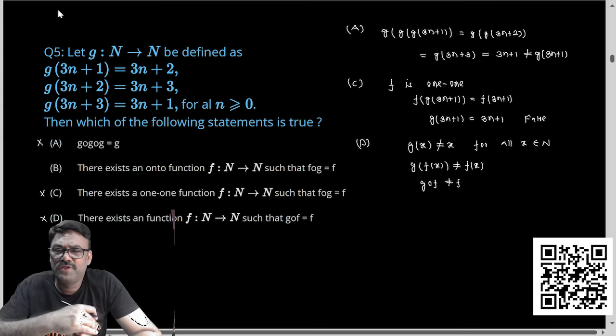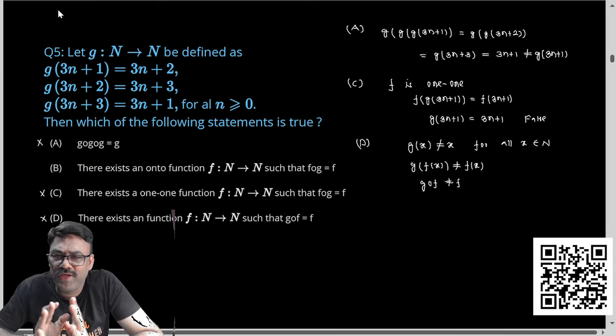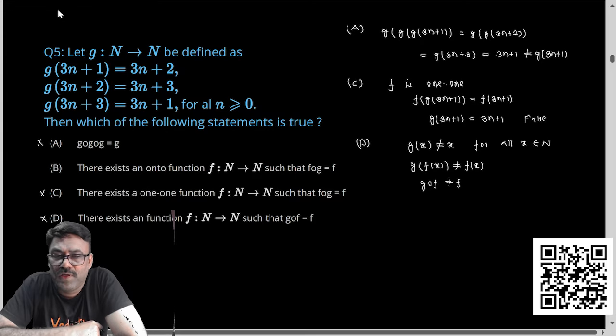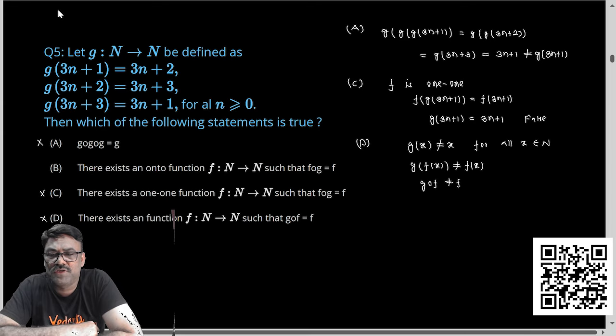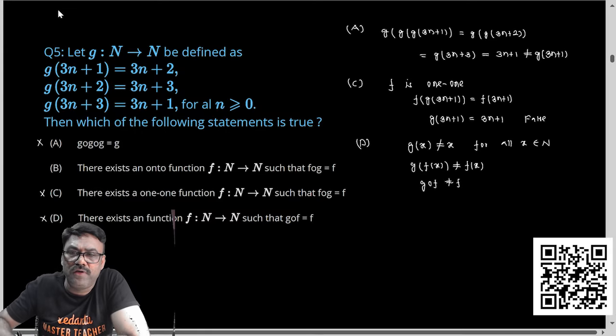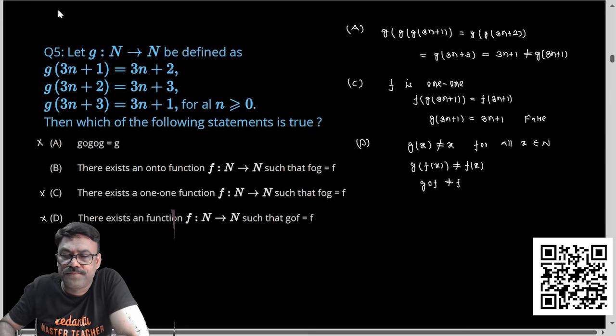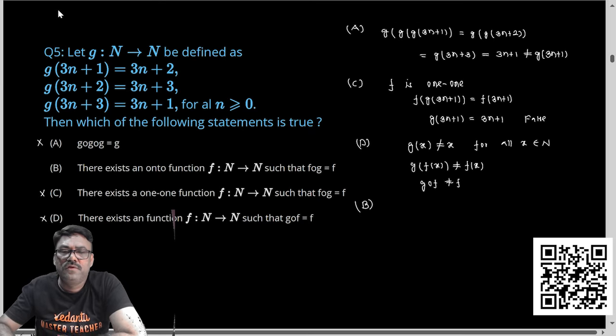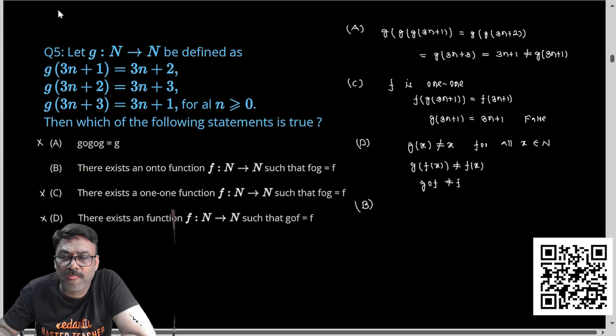So now only option B remains. So without doing anything in option B, you can say that B will be correct here. Now let's justify how B is correct. They are saying that there exists an onto function f from N to N such that f of g is equal to f. Can I create an example? I have to create an onto function f.